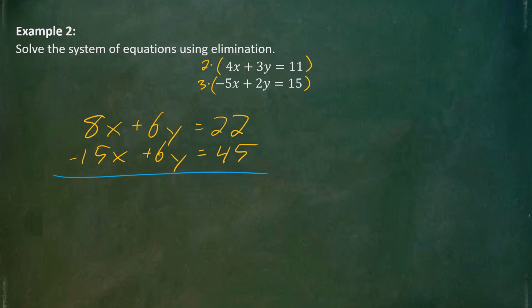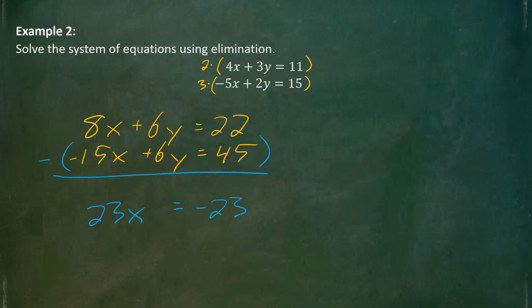Here, if I go ahead and subtract, I'm going to distribute a negative through, if you want to think of it that way as well. But I'm going to subtract these terms one at a time. So this would be 8 take away a -15, which actually would switch to addition. So that's going to take me up to 23x. 6y take away 6y does zero out the way I wanted. And then on the other side, I've got 22 take away 45. That would actually take me down to -23.